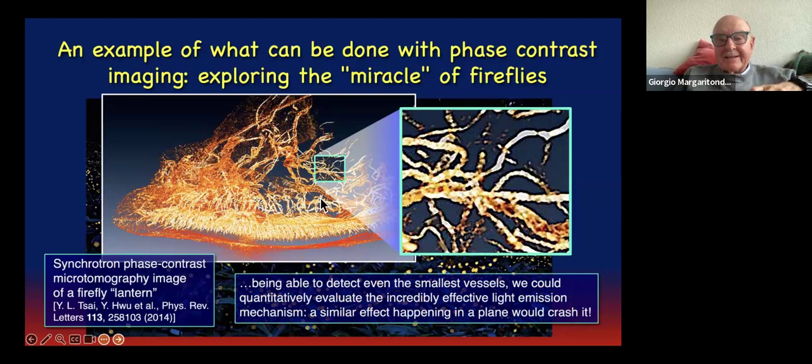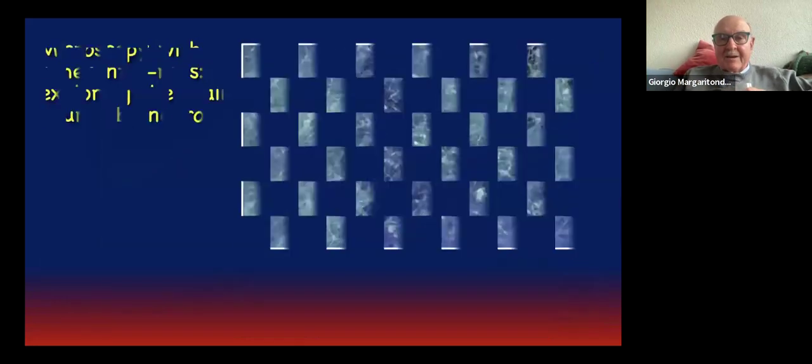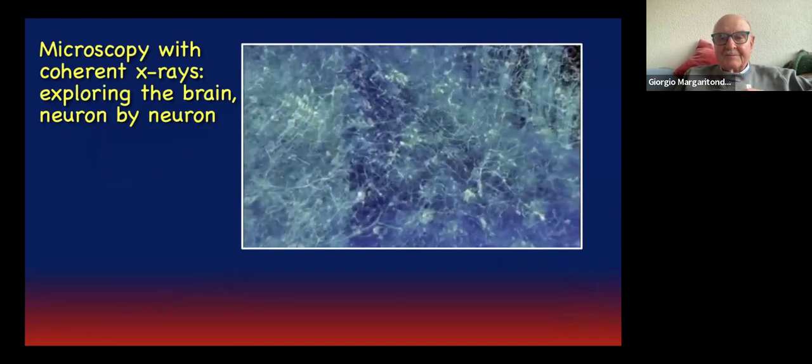And therefore, you can see even the smallest possible tubes. And this allows you to have a quantitative analysis of the possible chemical phenomena that are responsible for the emission of light. In this way, you can discriminate between them and explore this fantastic effect. You know that if you try to reproduce the same phenomenon on a plane, you would crash the plane instantaneously because the emission would be too much energy. And now let me give you another example.